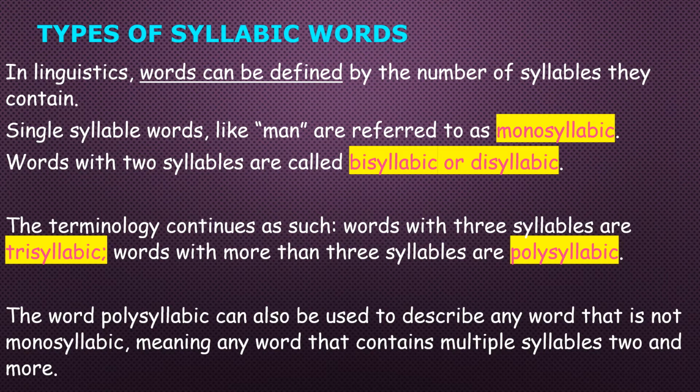Words with three syllables are trisyllabic. Words with more than three syllables are polysyllabic. So we have for one, monosyllabic, two, bisyllabic or disyllabic, three, trisyllabic, more than three, polysyllabic. So when the words have up to four, five, six syllables, we call them polysyllabic. The word polysyllabic can also be used to describe any word that is not monosyllabic, meaning any word that contains multiple syllables, two and more.